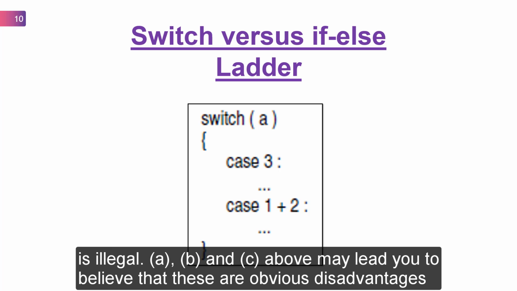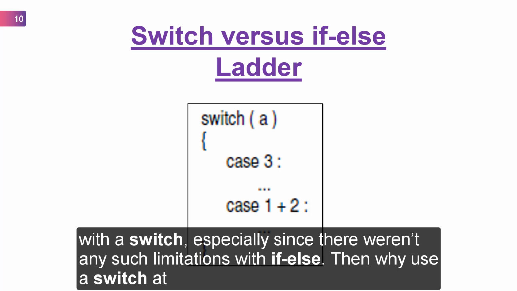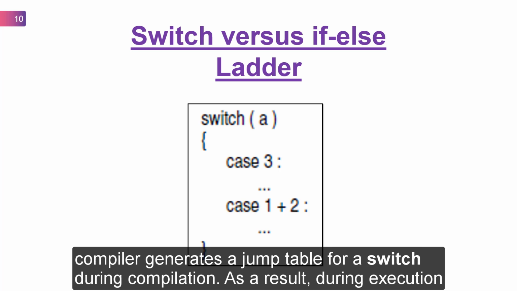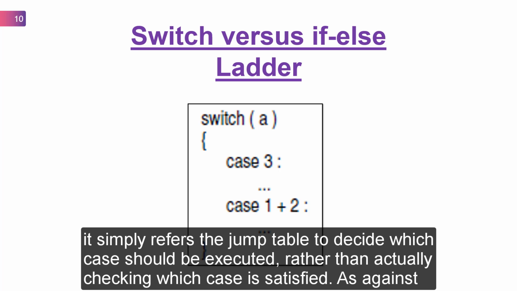A, B, and C above may lead you to believe that these are obvious disadvantages with a switch, especially since there weren't any such limitations with if-else. Then why use a switch at all? For speed, switch works faster than an equivalent if-else ladder. How come? This is because the compiler generates a jump table for a switch during compilation. As a result, during execution, it simply refers to the jump table to decide which case should be executed rather than actually checking which case is satisfied.